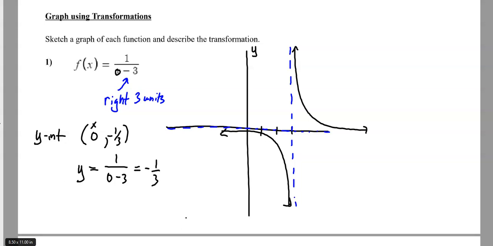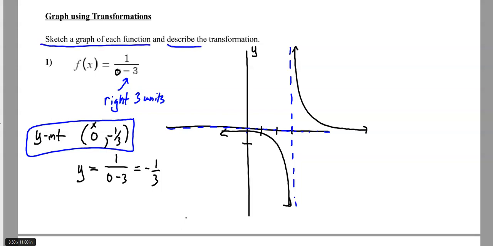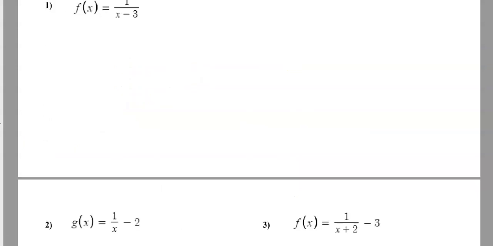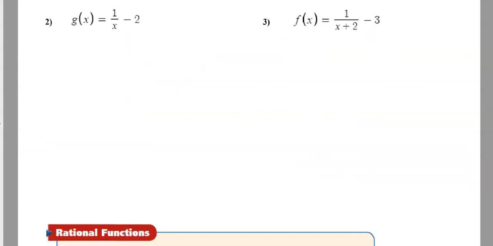So if I did want to be exact, maybe I call this 1. I could say, well, hey, negative 1/3 is right there. So I got the intercept. There's not going to be an x-intercept because there's an asymptote there. It doesn't cross it. But sometimes we are interested in what the intercepts are. So we've sketched the graph. We described the transformation. And all we really need to say is it went right by 3 units. All right, let's run down, try a couple more examples here.